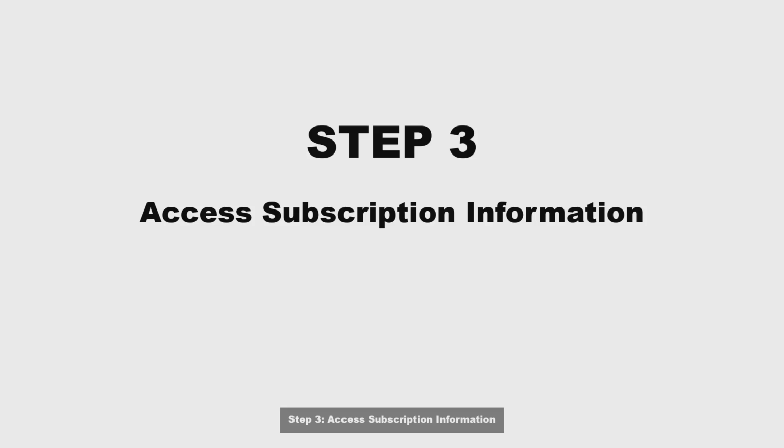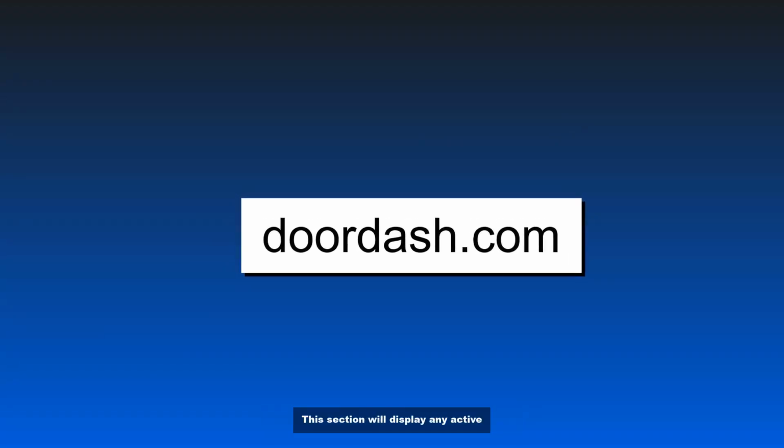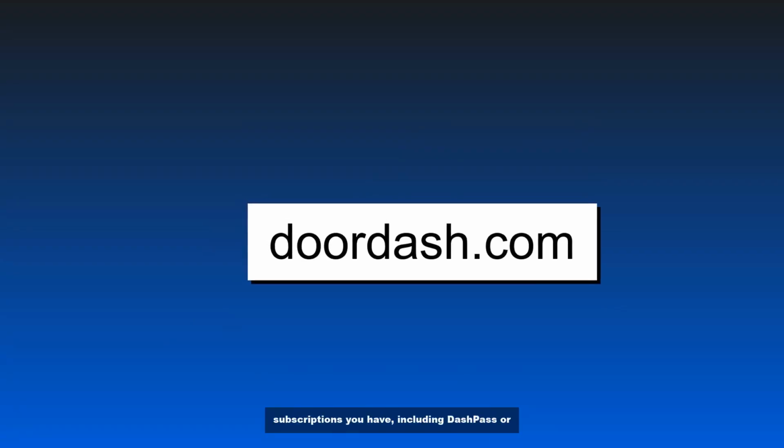Step 3. Access subscription information. Look for an option labeled Subscriptions, Manage Subscriptions, or something similar. This section will display any active subscriptions you have, including Dash Pass or other recurring services.